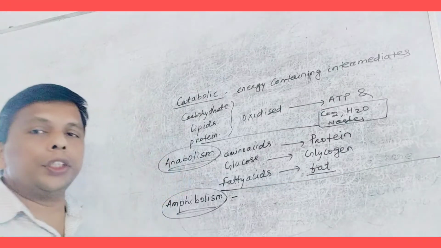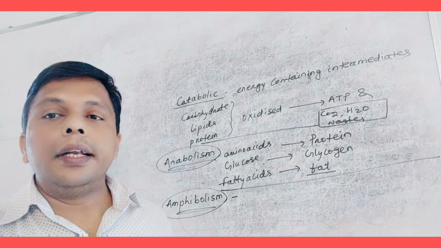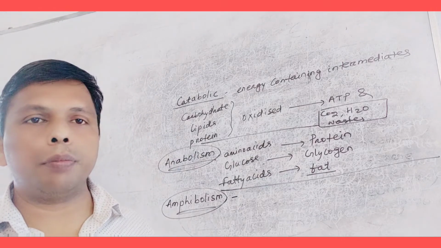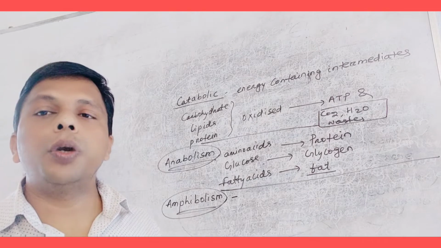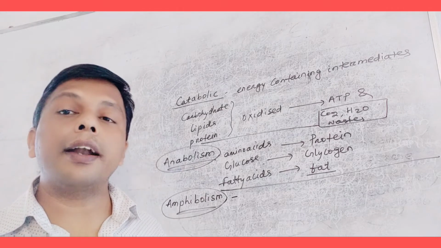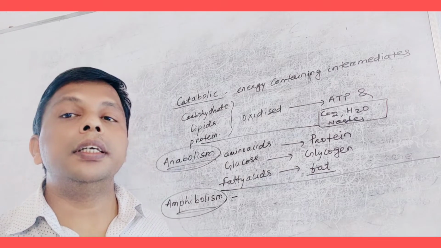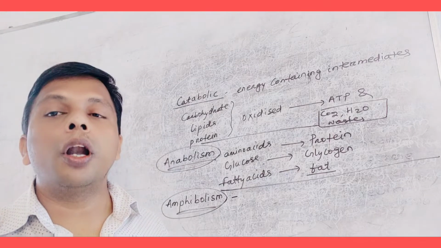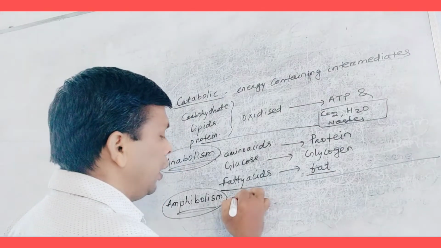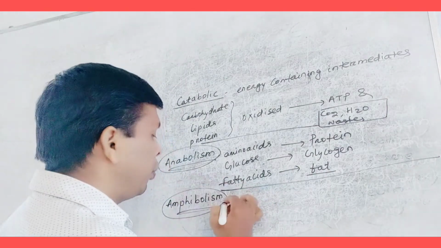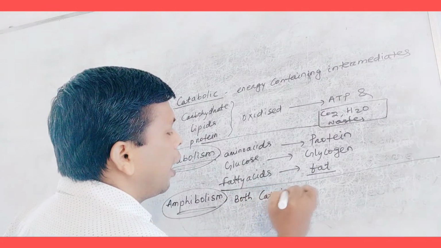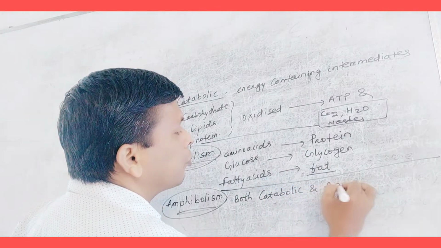In amphibolism, it is both catabolic and anabolic in nature. Amphibolic pathway. Suppose we take the example of the tricarboxylic acid cycle, TCA cycle. Here catabolism takes place. The acetyl coenzyme is converted into oxaloacetate. During the process, as we need, the amphibolic deals with both catabolic and anabolic. Okay.